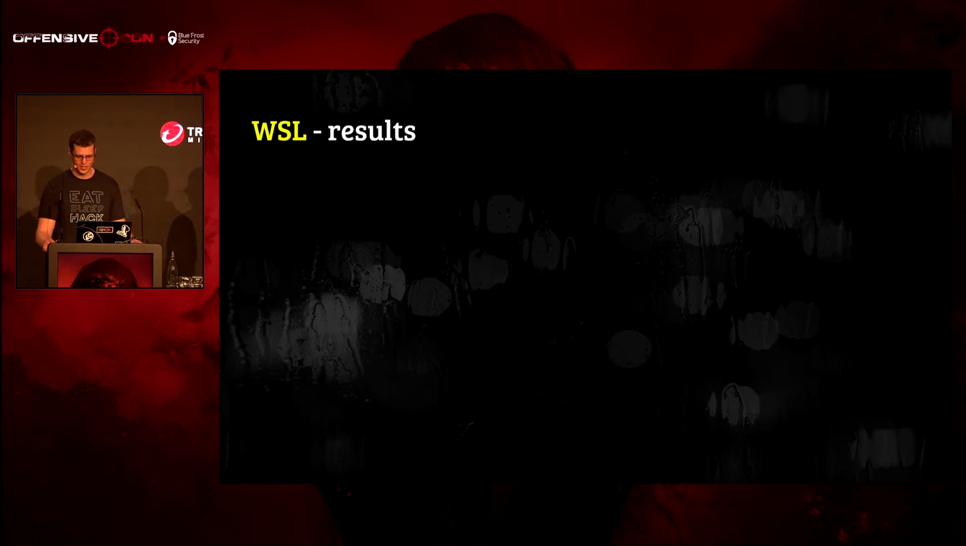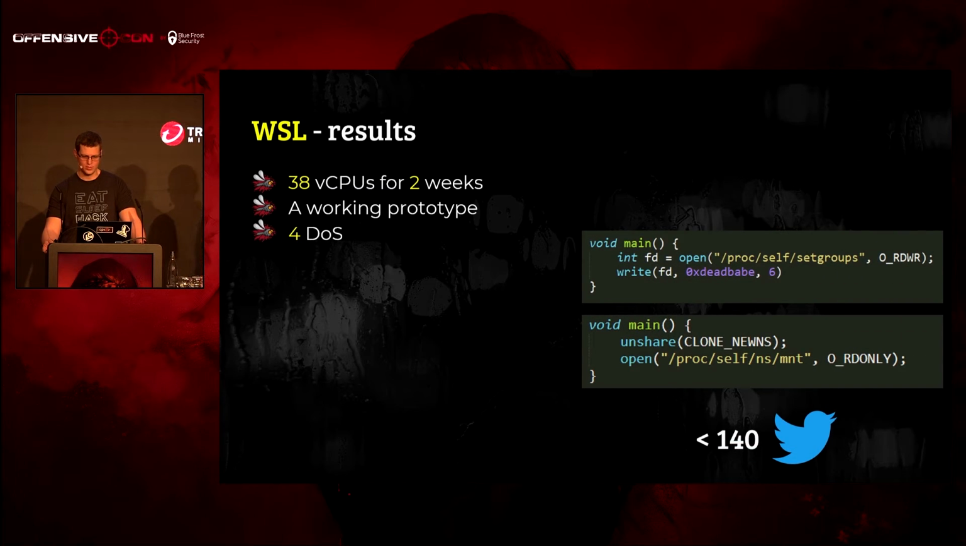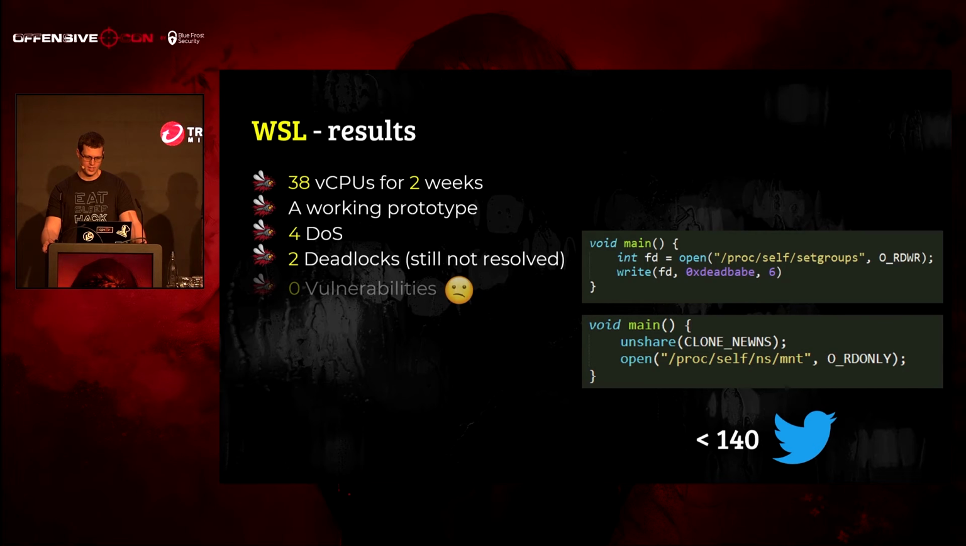So the results: we fuzzed for two weeks, and we had a working prototype for Syzkaller. We found at that time four bugs, four denial of service bugs, two that fit in a tweet, and two deadlocks, which are still not resolved. If you're interested, you can check out the GitHub page for WSL. We have issues there. But we found zero security vulnerabilities.